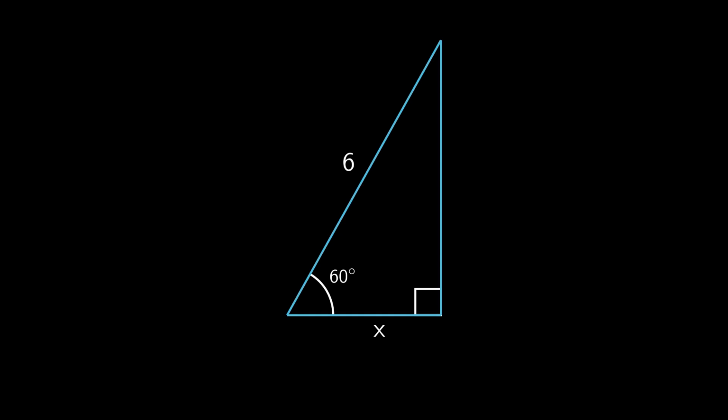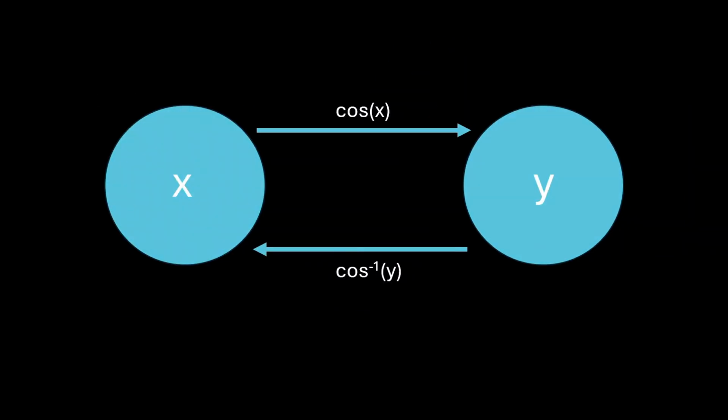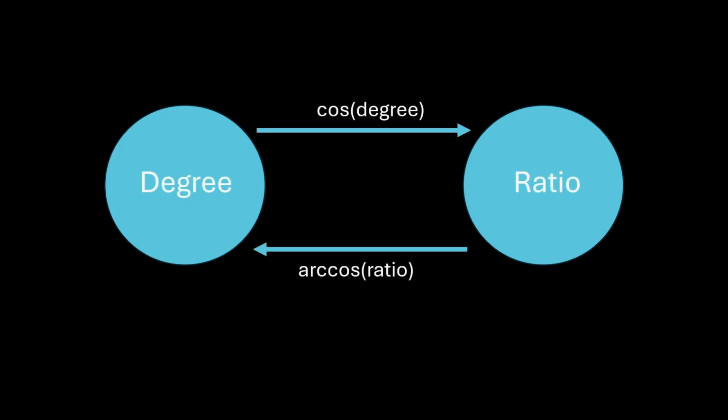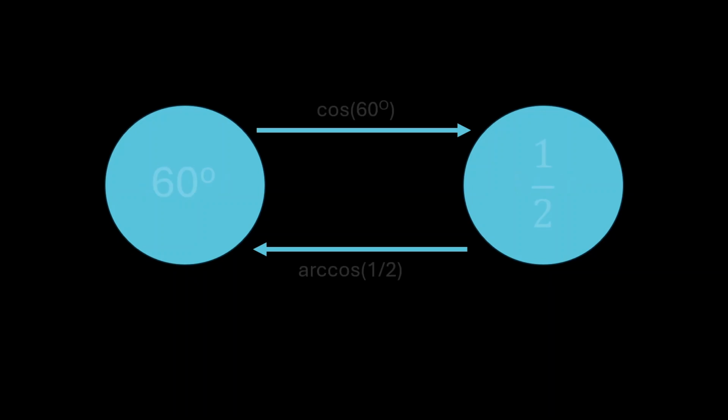However, in some cases we don't have an unknown side to find, but instead we are looking for an unknown angle. In this case, we get the following equation. So we know the ratio between the sides, but we don't know the angle. How can we solve this? What we need is the inverse cosine, also known as arcus cosine, which we write as arccos. This function takes the ratio between the adjacent leg to the angle and the hypotenuse and outputs the angle itself. In our case, this will give us 60 degrees.